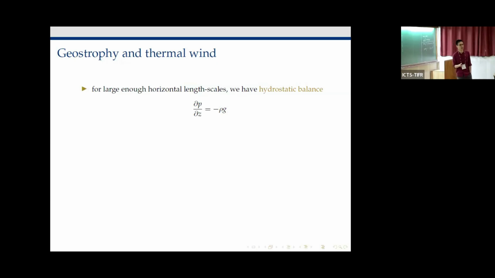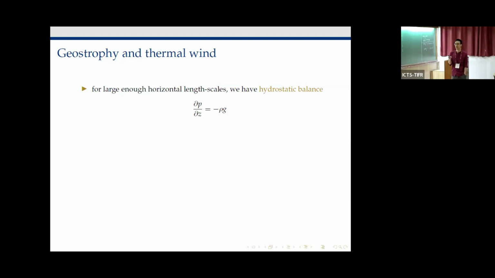For large enough length scales where your Rossby number is small, you can usually make the approximation of hydrostatic balance. For hydrostatic balance, you need the aspect ratio to be small. So if your horizontal length scale is much larger than your vertical length scale, then you're good. Here you've got your vertical pressure gradient, which is balanced by the weight of your fluid.